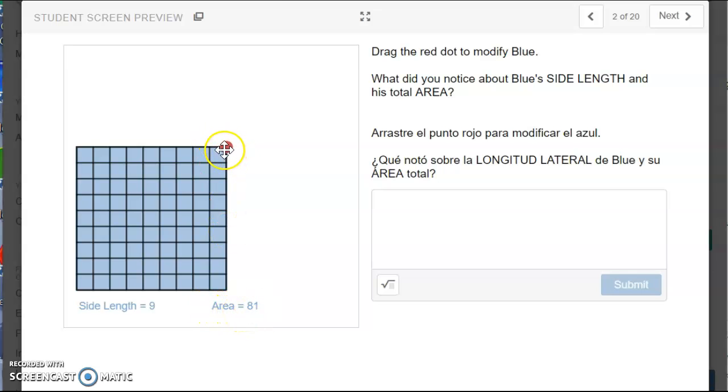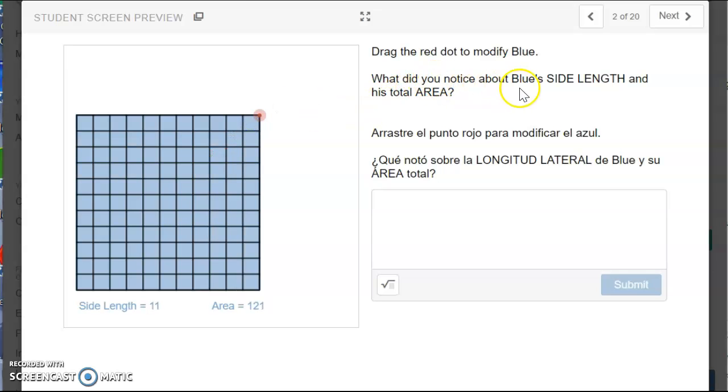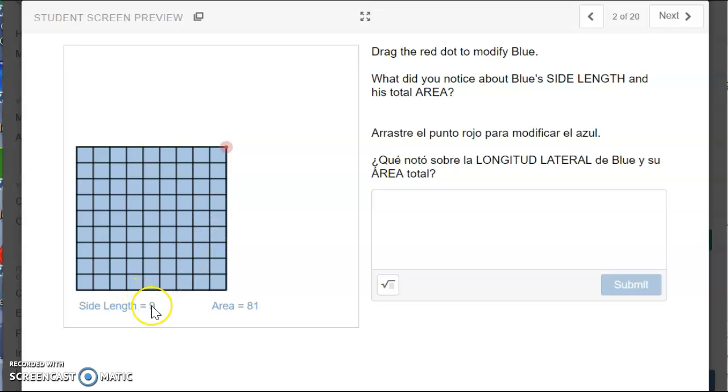And you can change this to different lengths. Okay, what did you notice about Blue's side length and his total area? Well, the total area is always going to be the side length multiplied by itself. So in this case, 11 by 11, 11 times 11 is going to be 121. If I multiply 9 by 9, that's going to be 81. And if I multiply 8 times 8, it's going to be 64. And that's why they are called perfect squares.